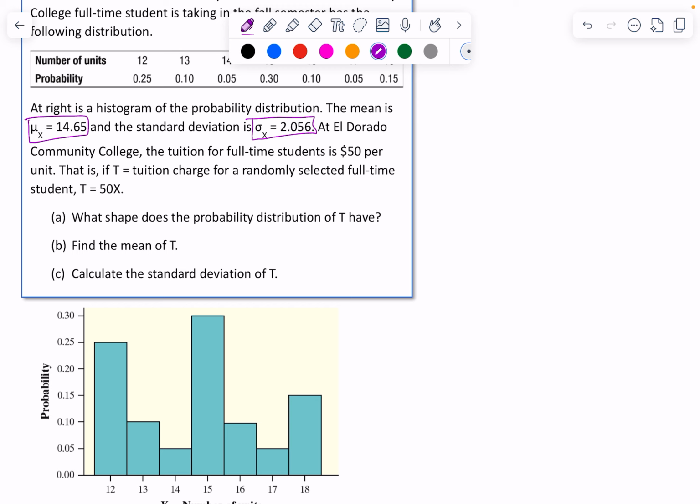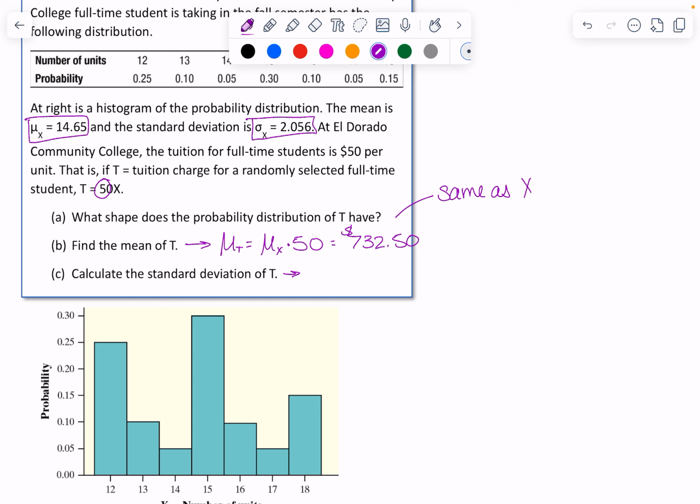All right, so what shape does T have, the tuition? So the shape should be the same as the shape of X. It's still going to look like this, like three-peaked thing. Okay, now the mean of T is going to look like the mean of X, but what's going on? Times 50. So 14.65 times 50, we get $732.50.